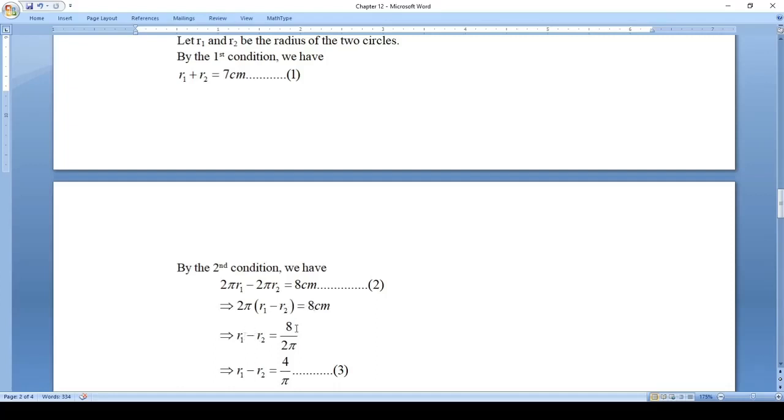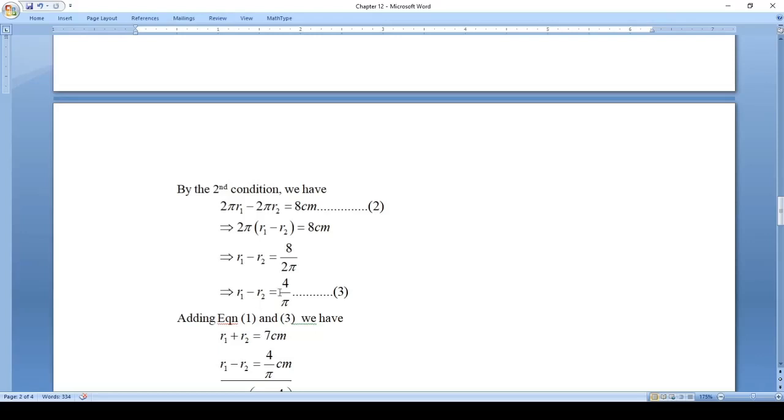r1 minus r2 will be 8 divided by 2 pi. Taking 2 pi to the right will be 8 divided by 2 pi. Then 4 and 2 you can cancel. 2 goes with 4, 8. It will be r1 minus r2 is 4 by pi. You mark this as equation number 3.